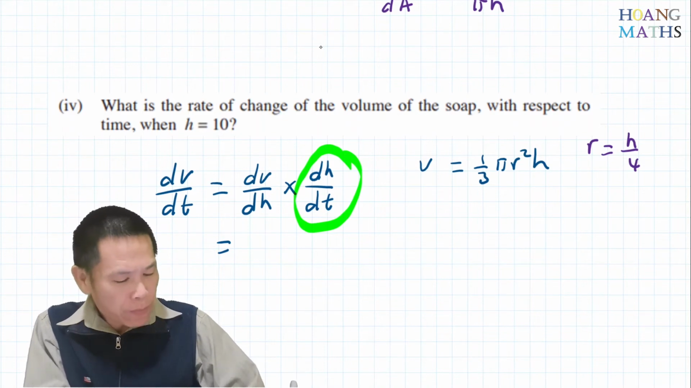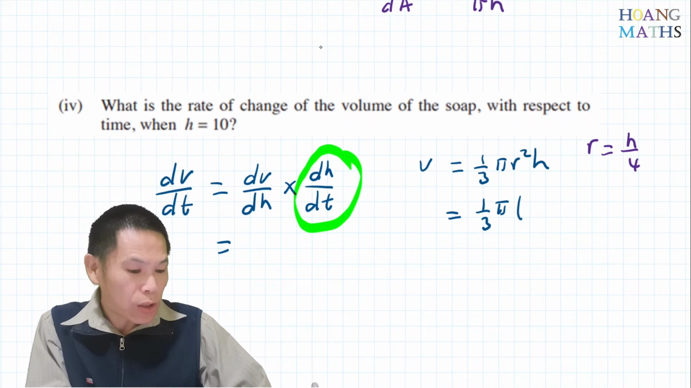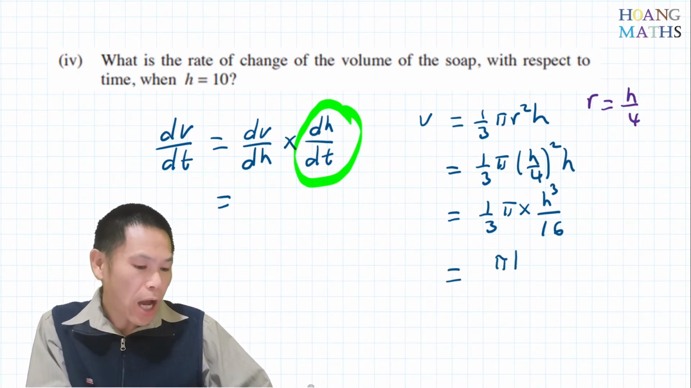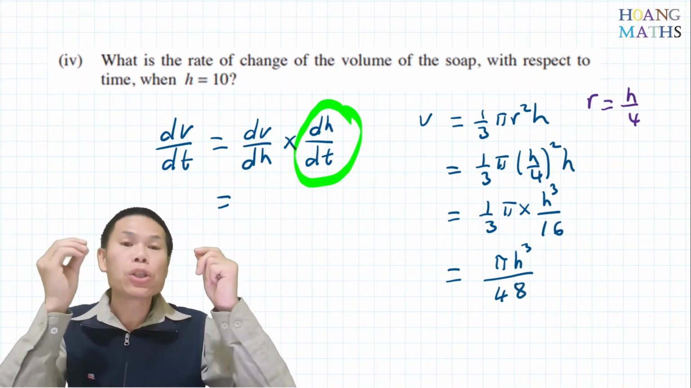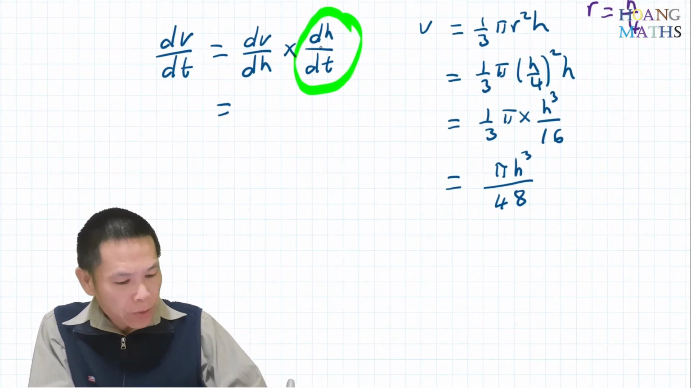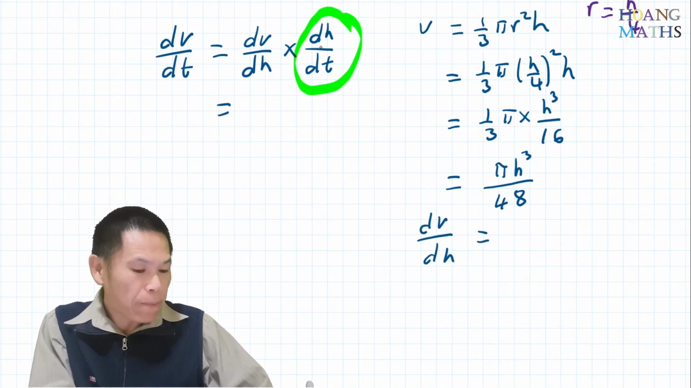That will give me 1/3 π times (h over 4) squared times h. So this is equal to πh³ over 48. Now we just need to differentiate it. To differentiate this, we write dV/dh, which is equal to, bring the 3 down, 3πh² over 48.